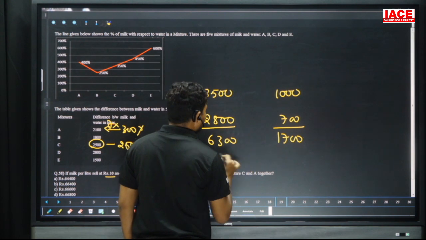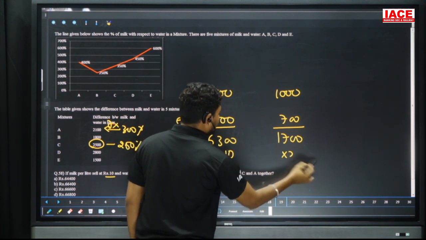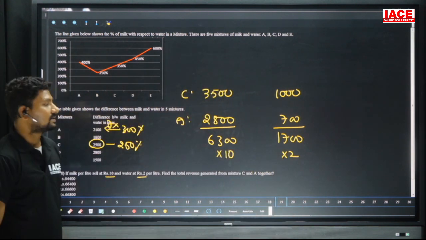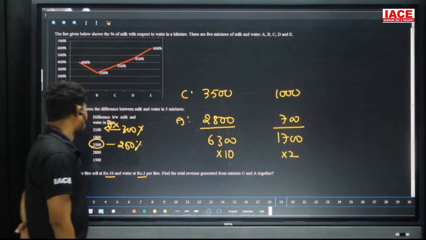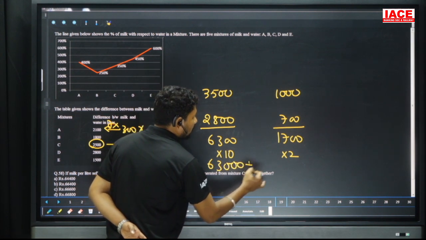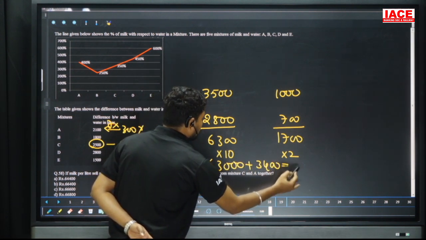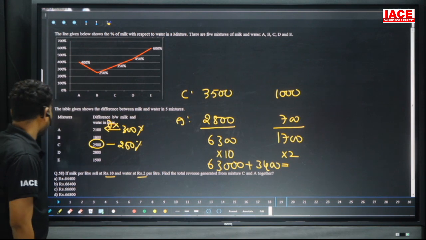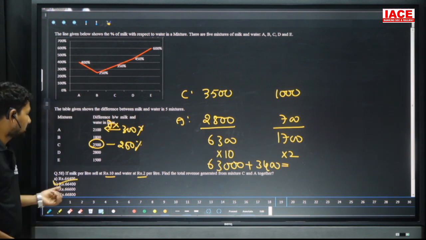Total milk is 6300, and total water is 1700. Here multiply milk with 10 and multiply water with 2. Water value is 2 rupees and milk value is 10 rupees. 63,000 plus 3,400, which is equal to 66,400. 66,400 means the option is what? B option.